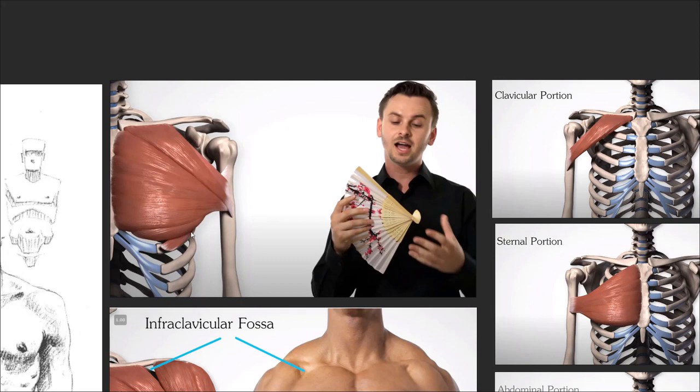because the clavicular portion goes to the lowest part, and the abdominal one goes to the, let me draw it for you. Like here, the clavicular portion goes to the lowest part, and the abdominal portion goes to the highest part of the humerus here, and then the sternal portion goes to the middle, right? And just like this. Okay.